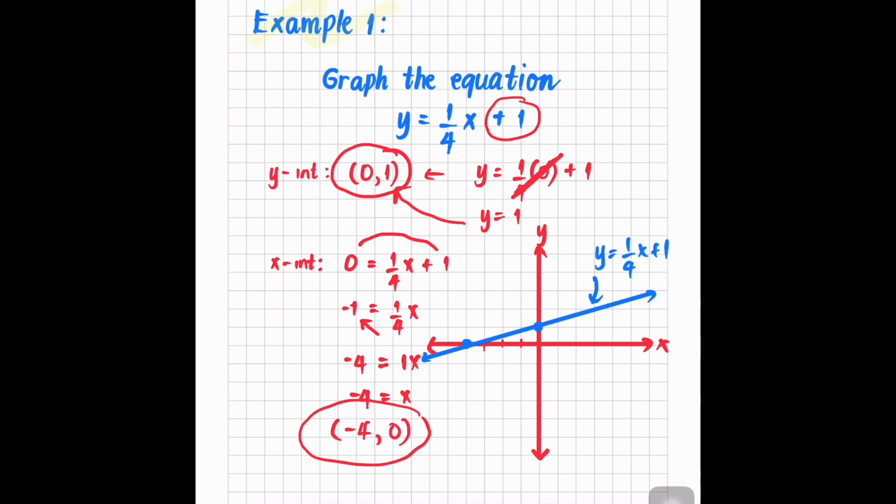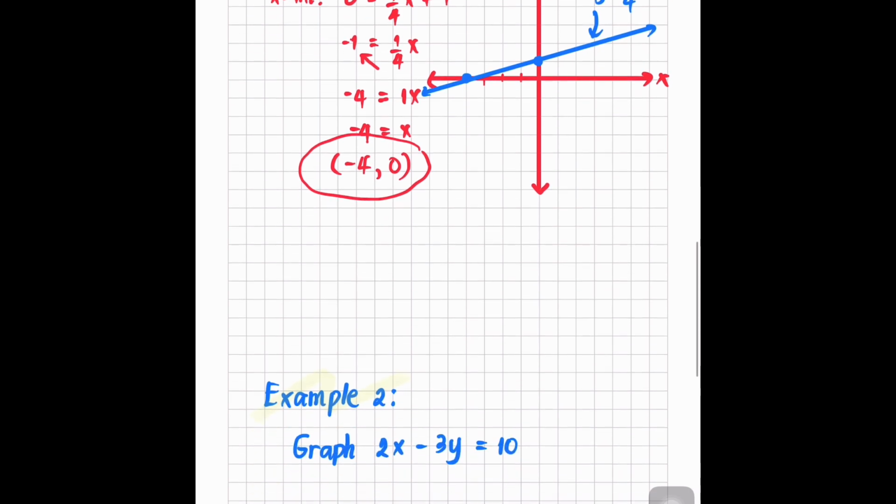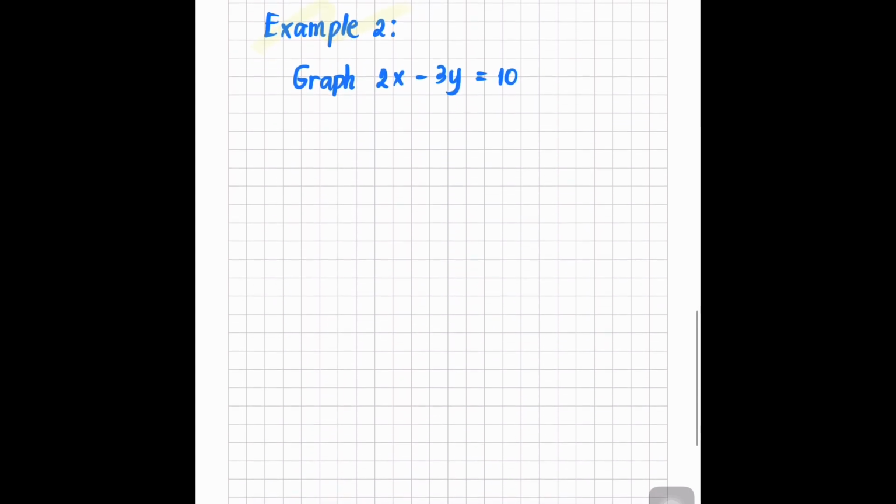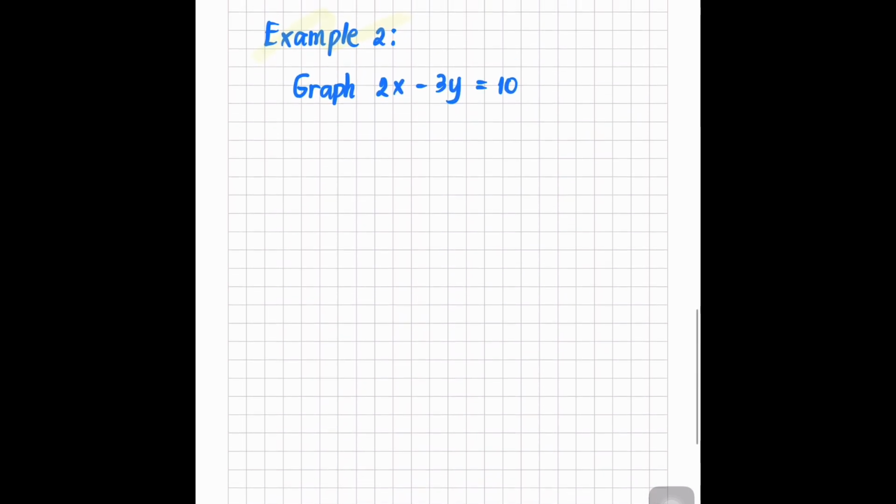Okay, for example number 2. Graph the given equation 2x minus 3y equals 10. This equation is written in standard form. No matter which form the given equation is written in, you can still find the x-intercept and the y-intercept by following the same process we did in example 1.